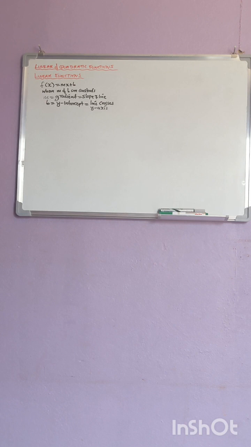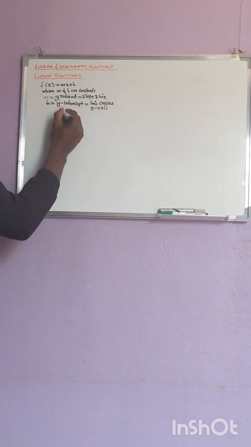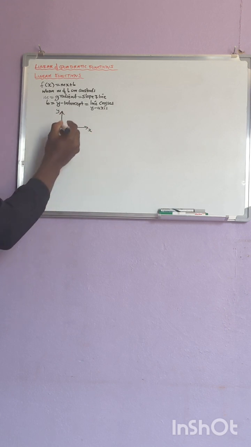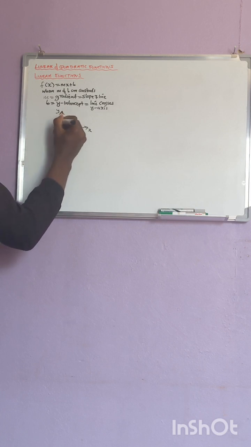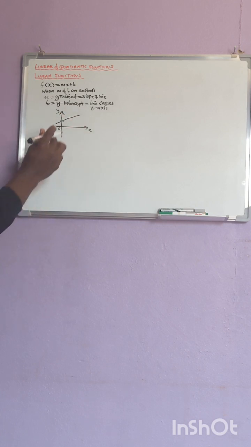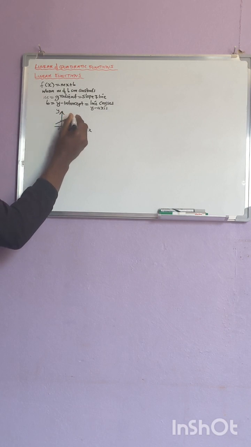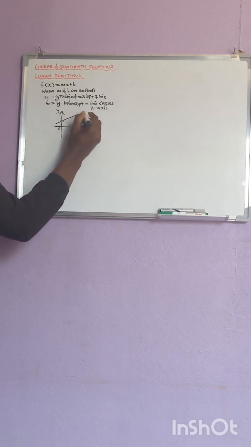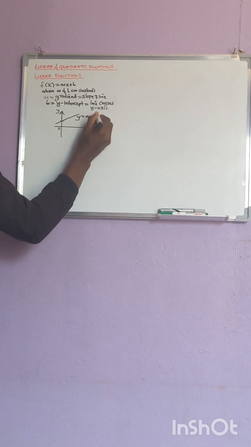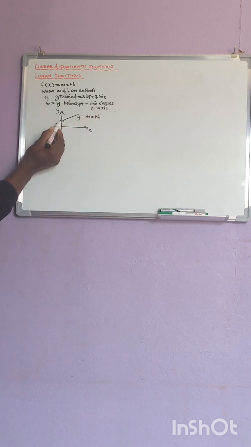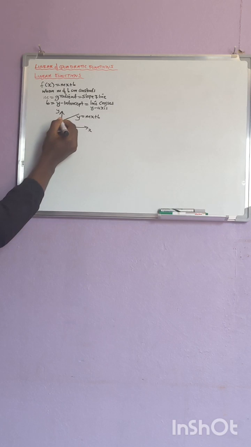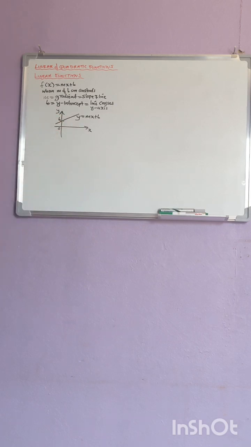So how is the graph for these functions? You have your y-axis and the x-axis, and it's a straight line like this. So this is the graph for y is equal to mx plus b. Have you seen the point where the line crosses the y-axis? This is the y-intercept, which is b. So these are linear functions.